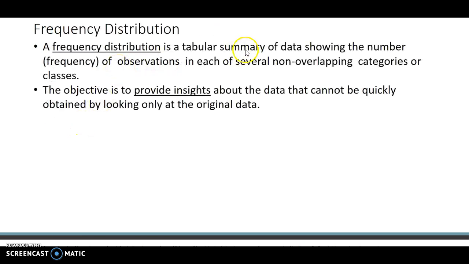A frequency distribution is a tabular summary of data showing the number, or frequency, of observations in each of several non-overlapping categories or classes. The objective is to provide insights about the data that cannot be quickly obtained by looking only at the original data. If you take a big sheet of data with 50 or 500 observations, you're not going to get much out of it, and it's going to take you a long time to read. What we're doing is summarizing that with a table or, later on, a graph so that you can quickly get the information that you need from the data set.